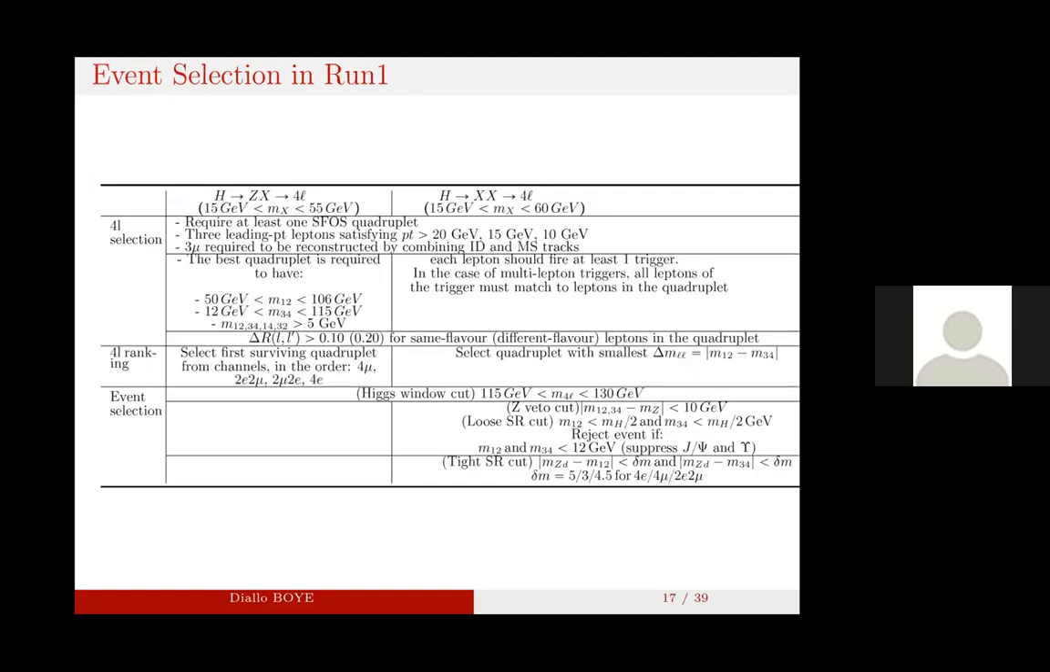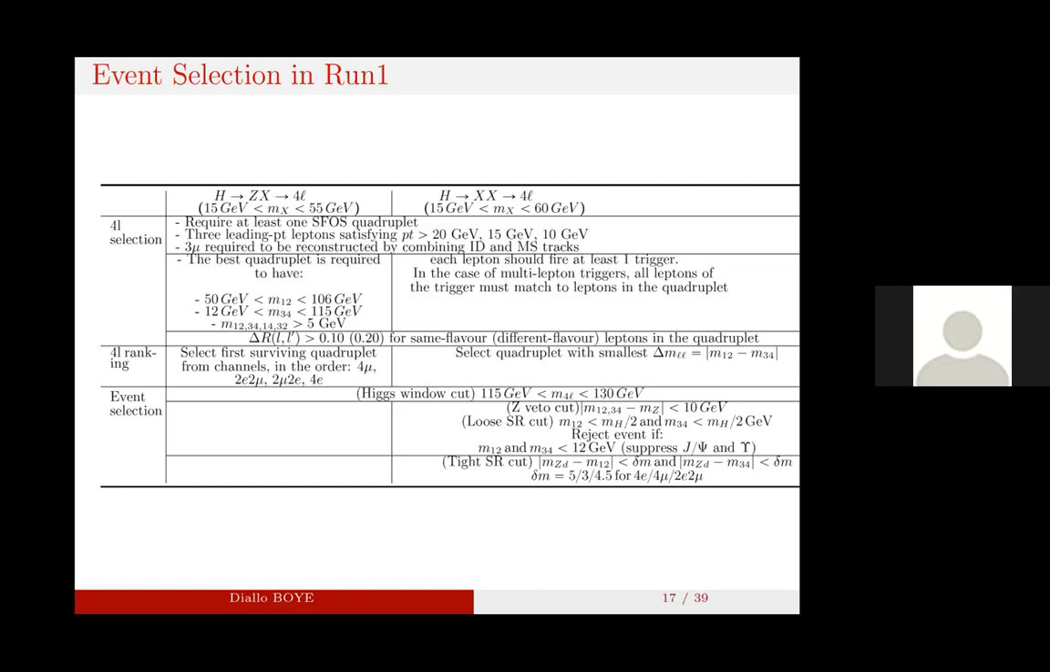So this is the event selection we used in run one, which has three steps. The first step is the 4L selection step, where we required at least one same flavor opposite sign quadruplet. And the leading pT lepton should be higher than 20 GeV, the subleading 15 GeV, and the third 10 GeV. And the muon is required to be reconstructed by combining the inner detector and the MS tracks.